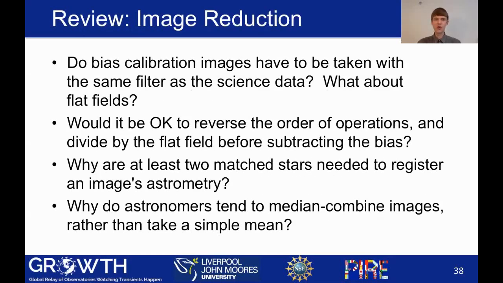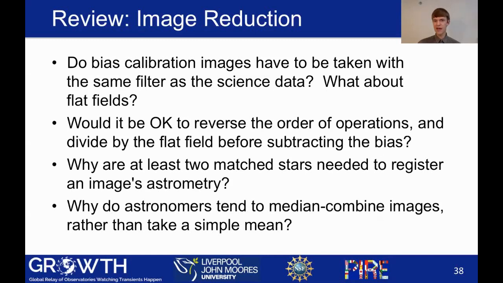So before I continue on with the conclusion and summary, I'll once again pose a few review questions for you. If you'd like to pause the lecture at this point and make sure you understand the answers to these questions, I'd highly encourage that. So the first question: do bias calibrations have to be taken in the same filter as your science data, and why or why not? What about flat field observations? Do those need to be taken in the same filter as the corresponding science data that you process them with?